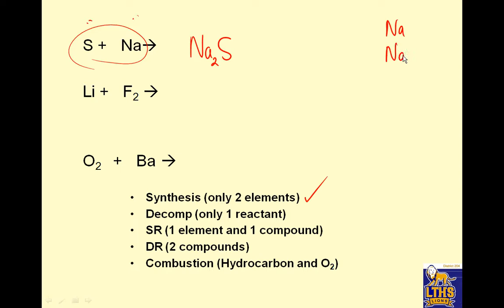Okay, that's just taking you back. 2 of these for 1 of those. First, you cancel the charge and make the correct formula. After that, you go back and put in coefficients. So we have 2 sodium, 1 sulfur, 1 sulfur, balanced. All right, so our first step is the prediction of products, and then you go back and balance it.